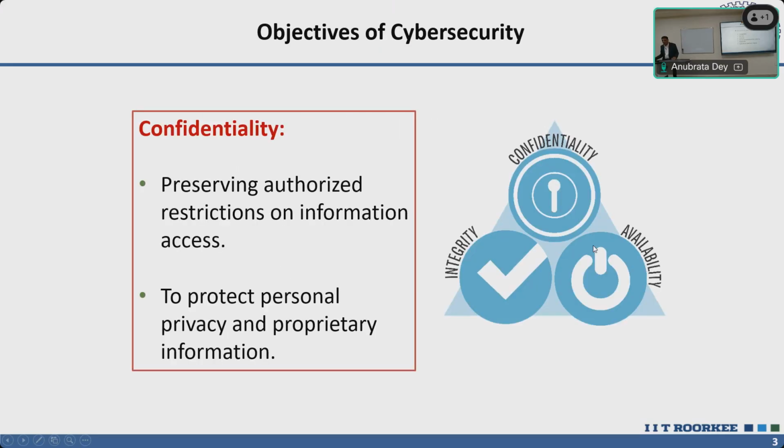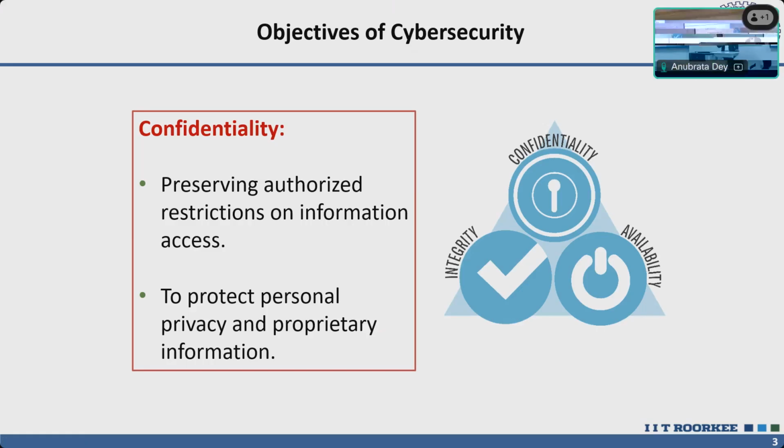So those things are also very important. If we just look at what are the main objectives, or the pillars, of cyber security, then there are three major objectives of cyber security. One is known as confidentiality, the second one is integrity, and the third is availability.